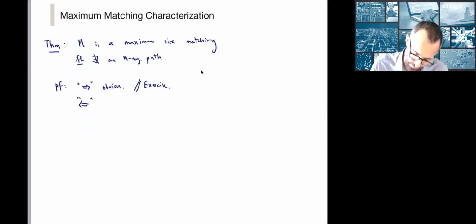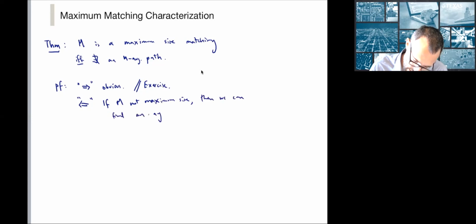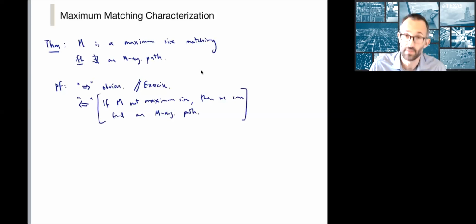In other words, we're going to show the contrapositive: that if M is not maximum size, then I can find an M augmenting path. And this is the statement that we need to show.